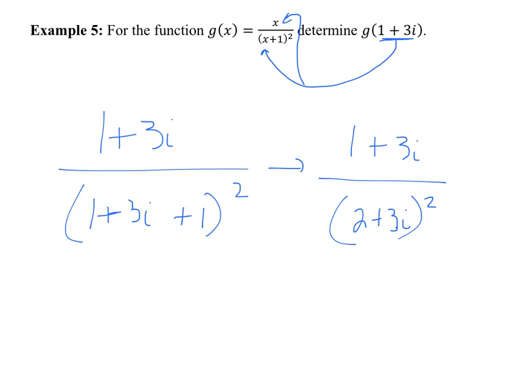Now, at this point in time, some students might get stuck and try to multiply by the complex conjugate to start. Why can't I do that? Why can't I multiply by 2 minus 3i over 2 minus 3i? Because the quantity is squared. We have 2 of those in the denominator. So why don't you FOIL out the denominator first? So think of the denominator as 2 plus 3i, 2 plus 3i. Okay, multiply out the denominator by itself first.